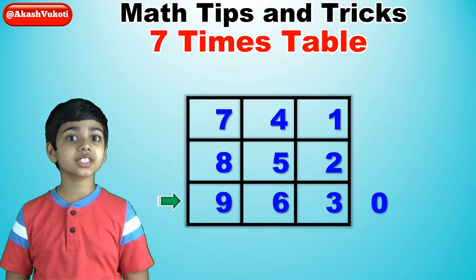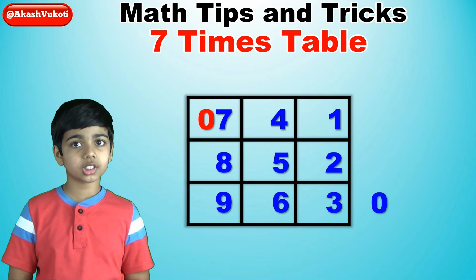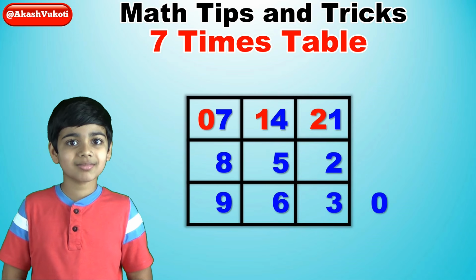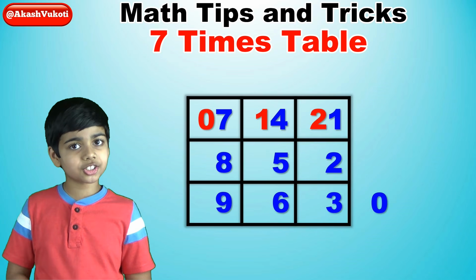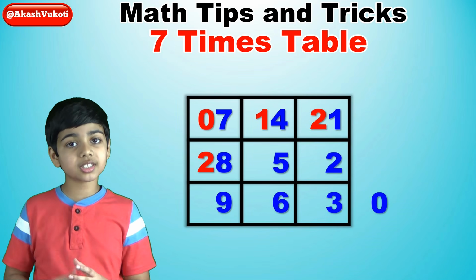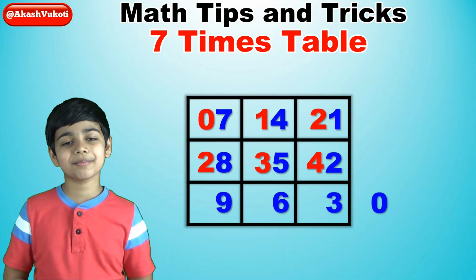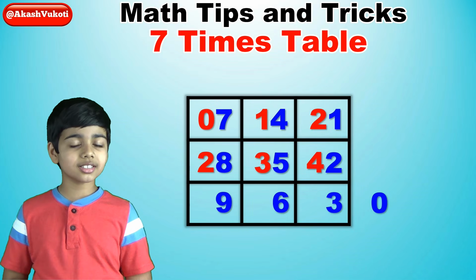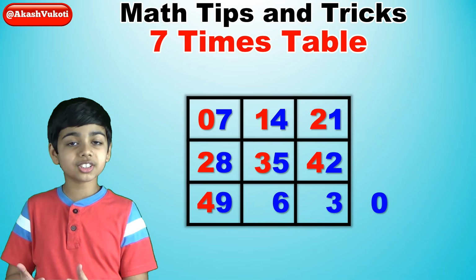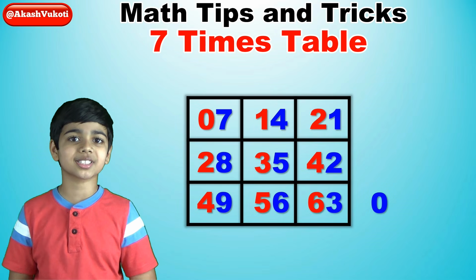For the tens digits in the top row, we will write 0 in the first box, 1 in the second box, and 2 in the third box. Okay, for the tens digits in the middle row, we will write 2 in the first box, 3 in the second box, and 4 in the third box. And finally, for the tens digits in the bottom row, we will write 4 in the first box, 5 in the second box, and 6 in the third box.